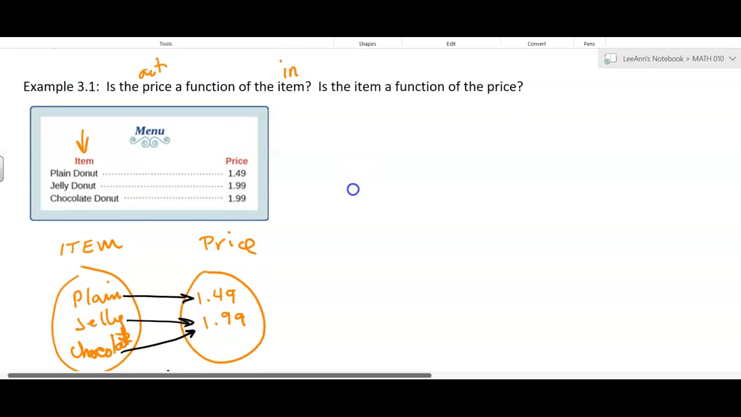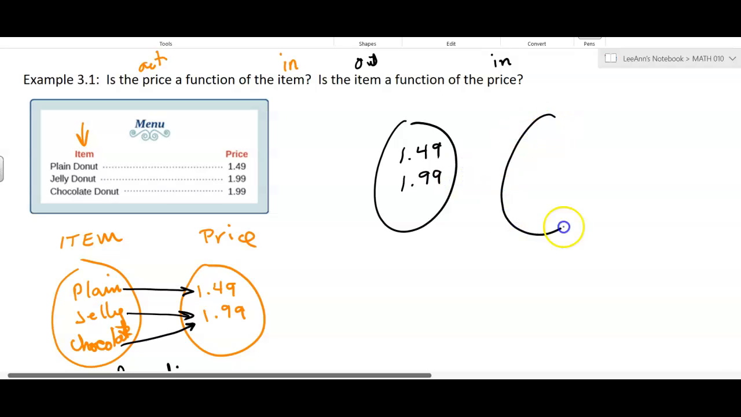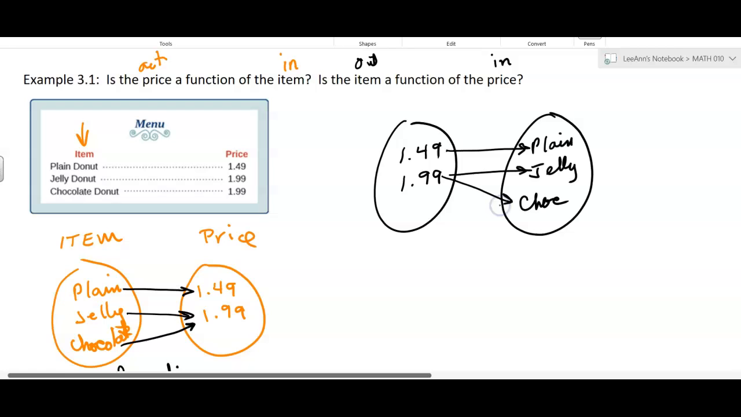Okay, now the second part of this says, is the item, so now this is being the output, a function of the price, and this would be the input. Okay, so the input is the price, and we've got $1.49 and $1.99, and then the output is the type of donut. We got plain, jelly, and chocolate. Well, the $1.49 goes to the plain donut, but the $1.99 goes to the jelly donut, and the $1.99 goes to the chocolate donut.